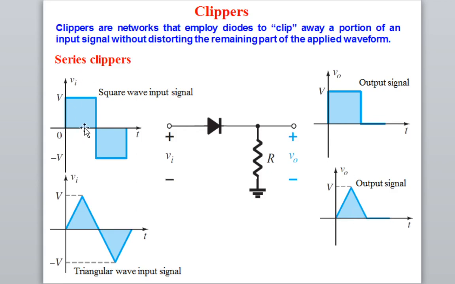If we clip the positive portion, then that will be a positive clipper, and if we clip the negative portion, that is known as the negative clipper.